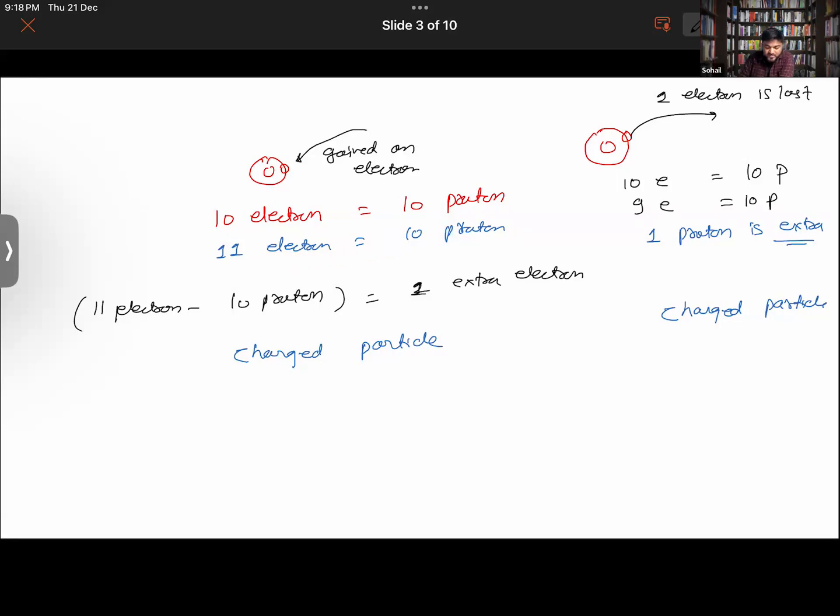Let me write the signs in order. This is positive, this is negative charges. Negative, negative. So now there is one extra electron, since a proton is positive. It means there is one extra negative charge. So now this charged particle is negatively charged. It is having negative charge over it.